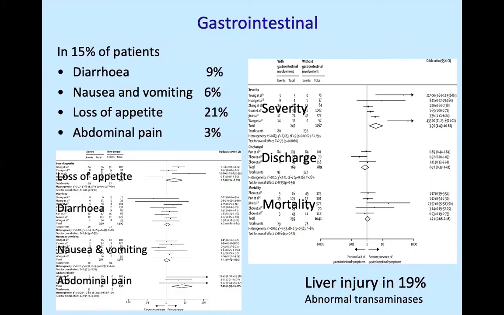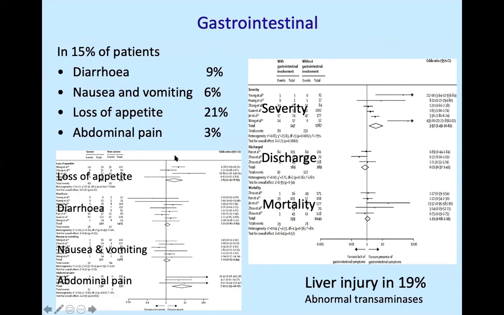If you look at the larger studies, loss of appetite and abdominal pain are both associated with more severe forms of the disease. So gastrointestinal disease, approximately 15% of the patients, the first patient I saw had predominantly GI disease. Diarrhea in a few, nausea, vomiting in a few, much more loss of appetite, a little bit of abdominal pain.